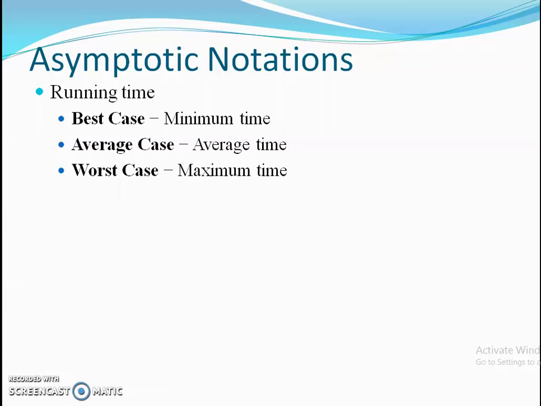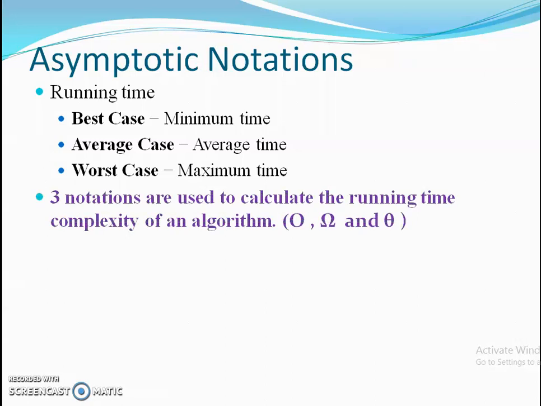Whenever our algorithm takes only the minimum amount of time, that is called the best case. If it takes average time, that is called the average case. And if the n value grows and it takes maximum time, that is known as the worst case. These cases can be represented in 3 notations: big O, omega, and big theta. Let's see them one by one.